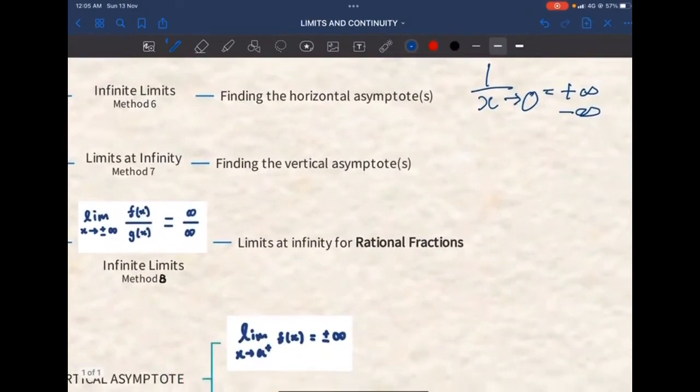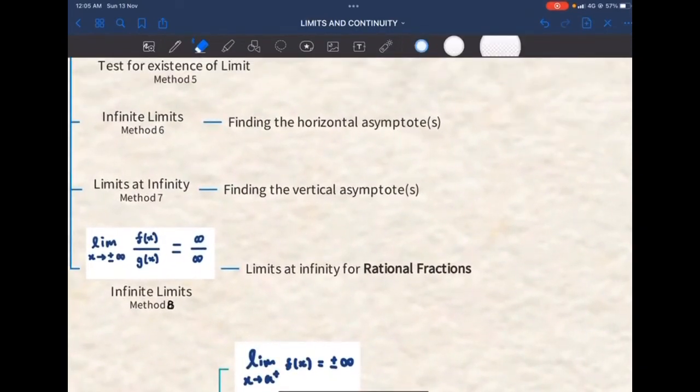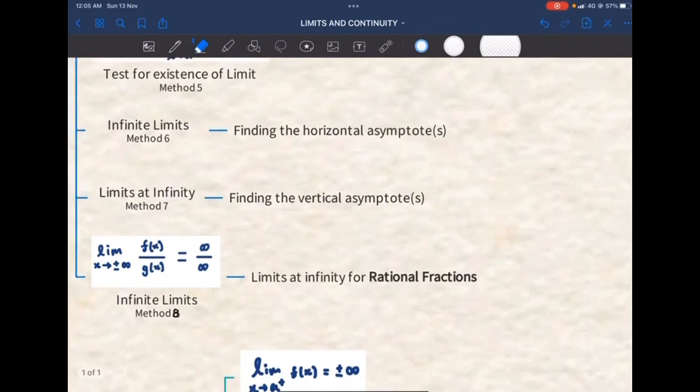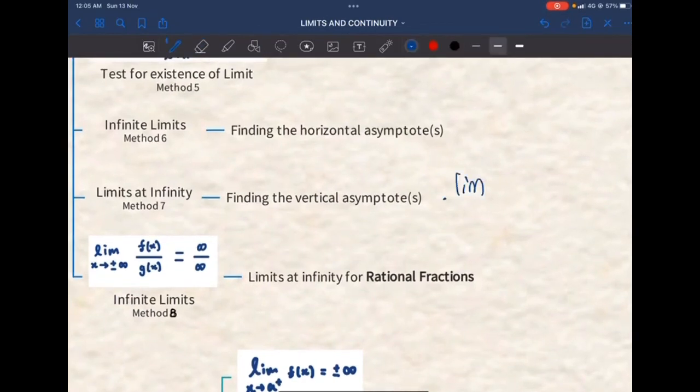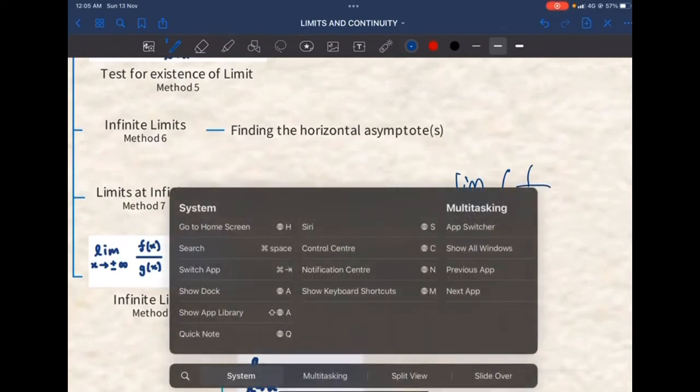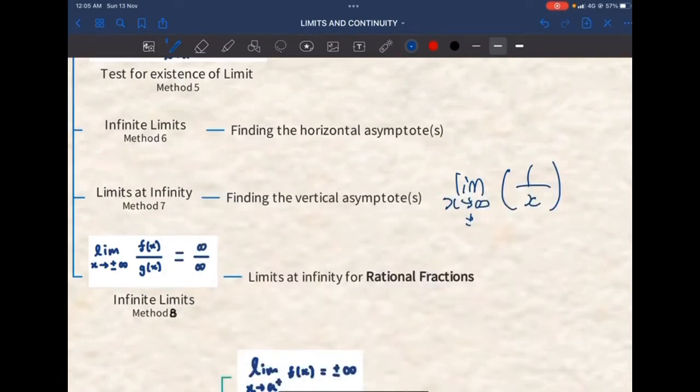Then for limits at infinity, the values of x are approaching infinity, either positive or negative, and in this condition, x is in the denominator. As we know, when infinity becomes the denominator, anything over infinity becomes just 0. So for method 7, we can conclude that the limit as x approaches infinity of 1 over x is equal to 0.